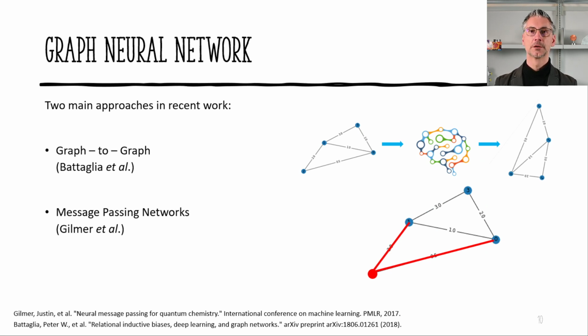So how do we build graph neural networks? There are two main approaches in recent works: graph-to-graph networks and message passing networks. And to some extent, these two approaches can be transformed into each other.